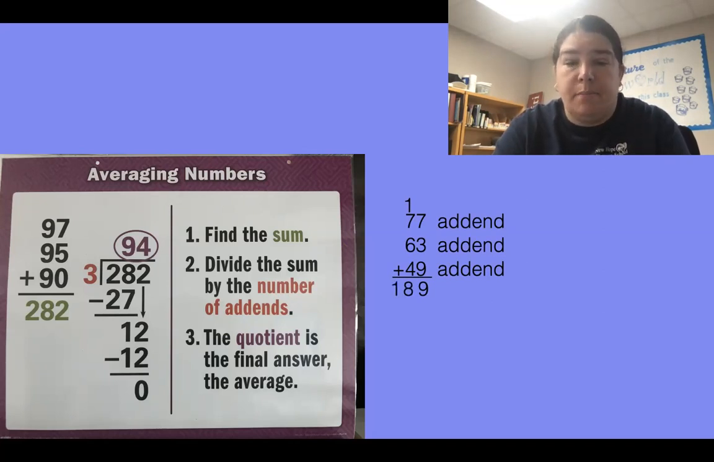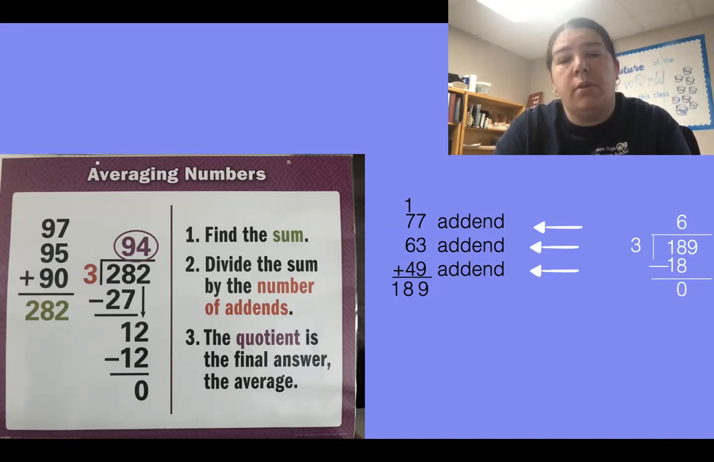That's the sum, right? When we take the sum and divide it by the number of addends, how many addends? 1, 2, 3. We're going to divide 189 divided by 3. Here we go. So 1 divided by 3 you can't do, but 18 divided by 3 you can do. So you put the 6 above the 18. 6 times 3 is 18. You subtract and you get 0.